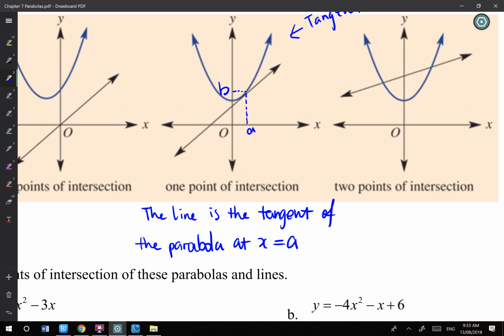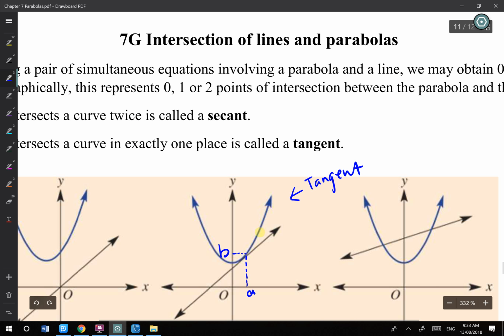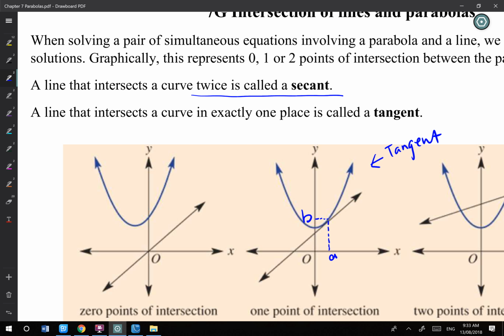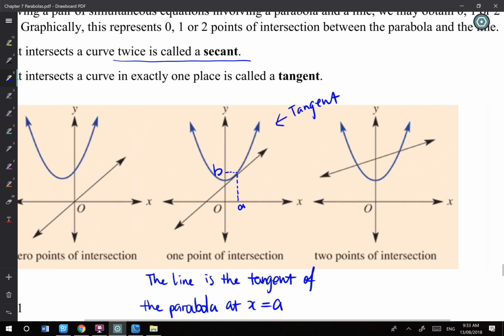Well, it doesn't only intersect once, it can intersect twice. If it intersects twice, I can have a line that looks like this or something like that. They can intersect at two different places. Or I can go for something like this. It can also intersect at two places. A line that intersects a curve twice is called a secant. If it touches at one point, it is a tangent. And if the line intersects the curve twice, we call that a secant.